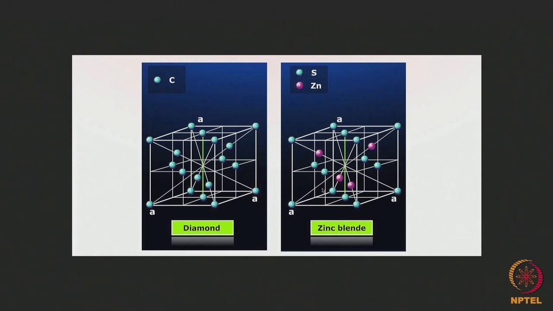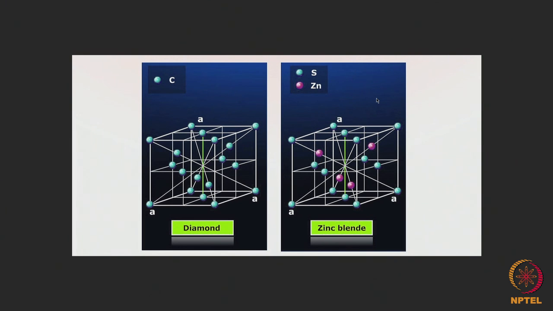Now, when it comes to diamond and zinc blende, that is zinc sulphide, so far as the arrangement of the atoms in the unit cell is concerned, in diamond there are 8 atoms per unit cell, 8 carbon atoms per unit cell. And again in zinc blende also there are 8 atoms per unit cell, 4 of them are sulfur and 4 of them are zinc, as shown over here.